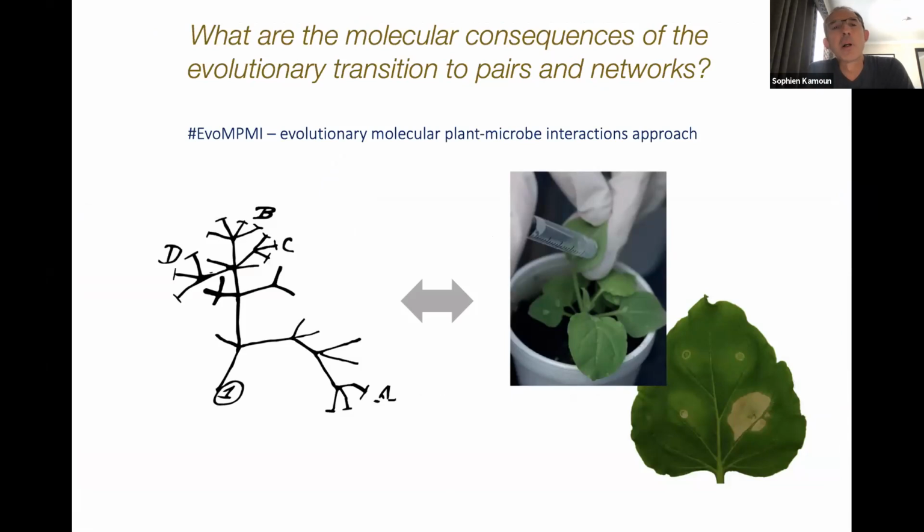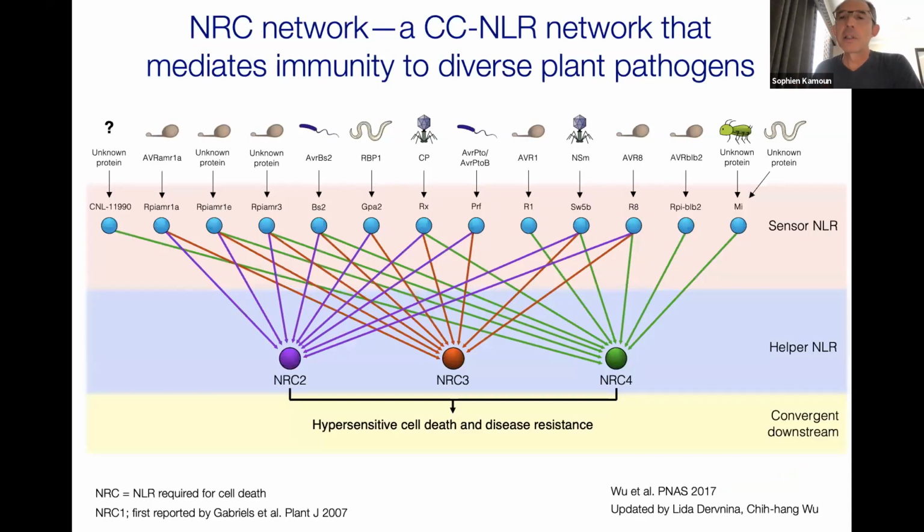So the question we were really interested in when we realized that there are NLR networks, we knew already there are NLR pairs for many years, and work in my lab resulted in finding some of the first extensive networks. We realized that we should really try to understand the molecular consequences of transitioning from a singleton to a pair to a network. And this really brings these two fields together. So this is the network we identified, the NRC network.